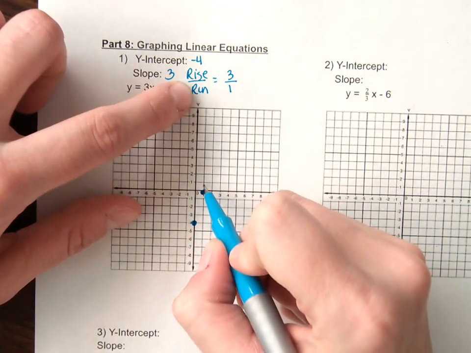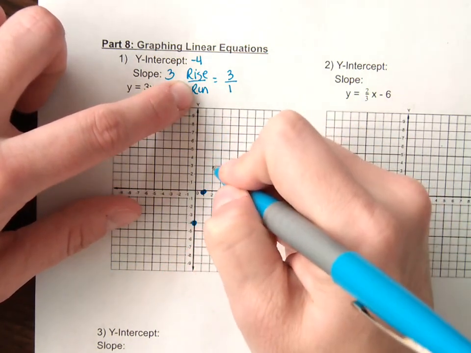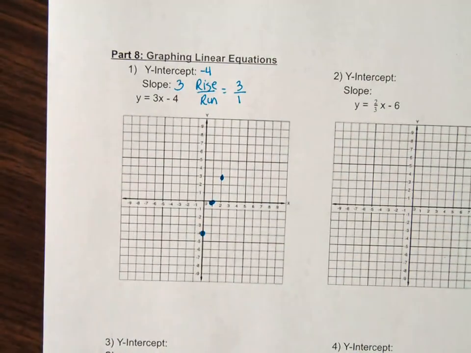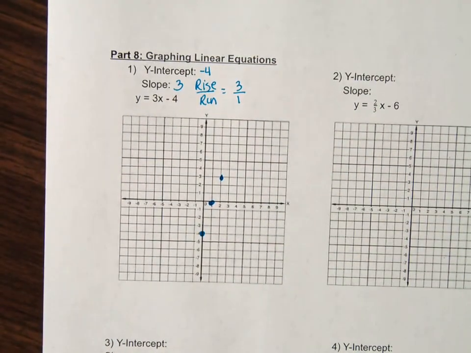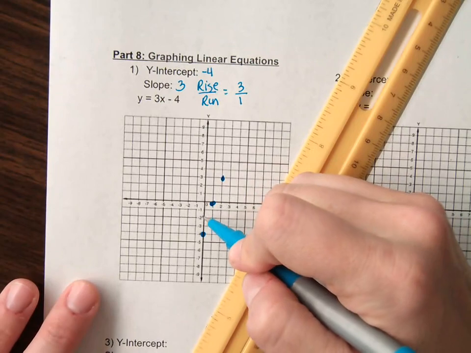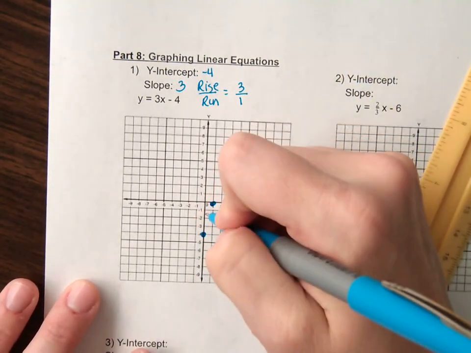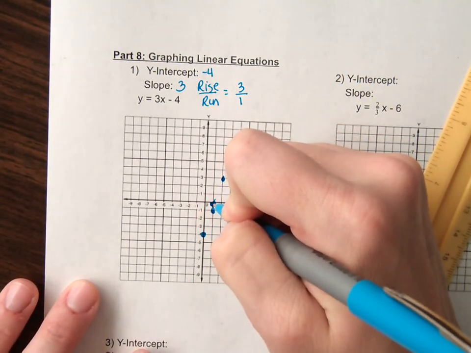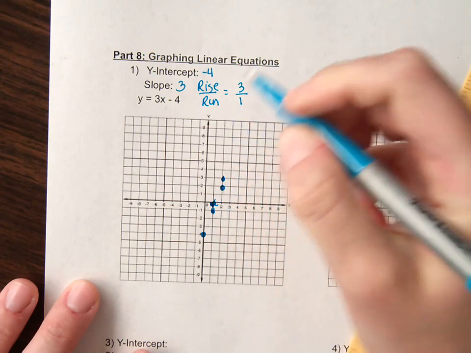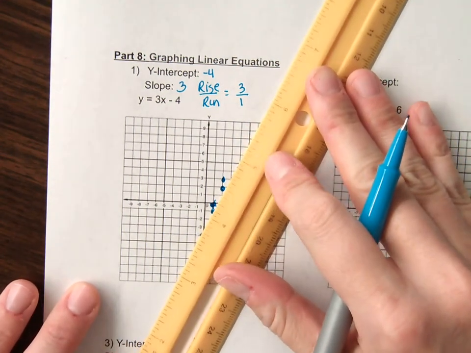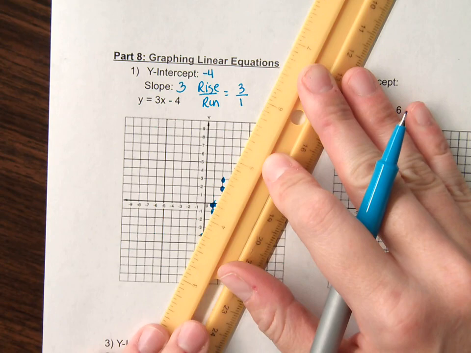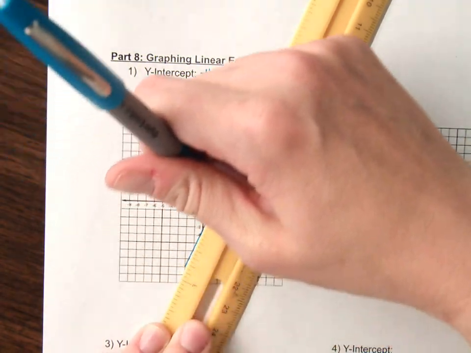We can do that again if we want to. Rise 3, run +1. Oops, I went up one too many. Make sure you're counting carefully, because you can see I just made an error.